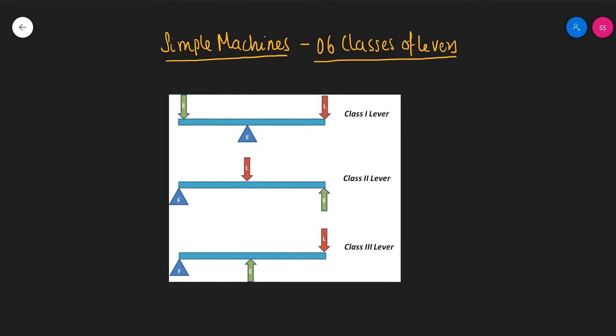Usually levers are classified into the class 1 lever. In a class 1 lever you have the fulcrum in the center, and on either side you have effort and load. In a class 2 lever you have the load in the center, and in a class 3 lever you have the effort in the center. It's usually better to remember these class 1, 2 and 3 levers in terms of examples, which we will further look into in this video.